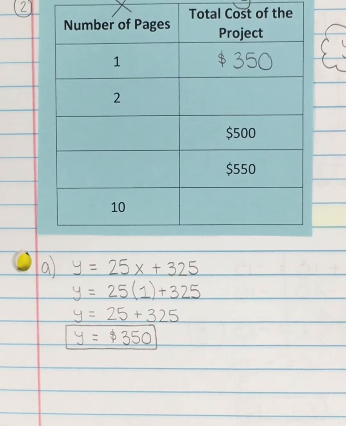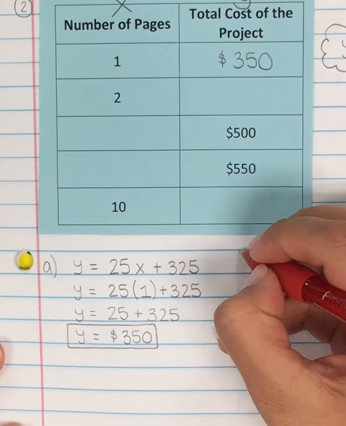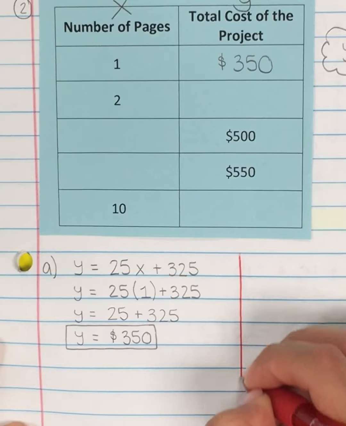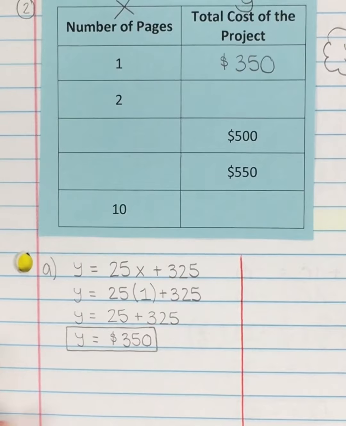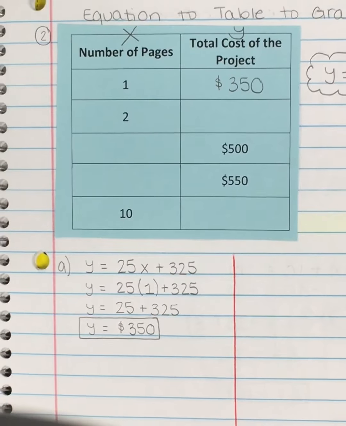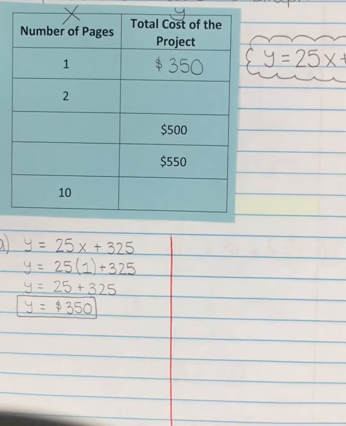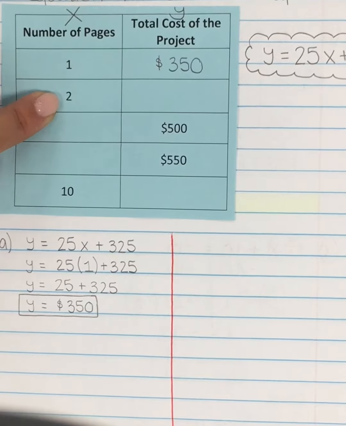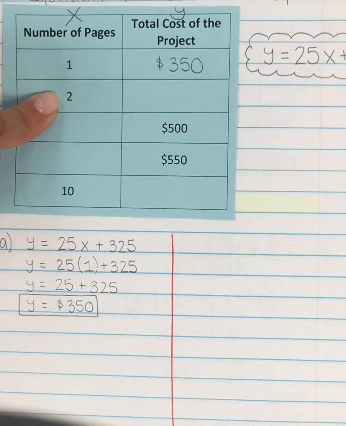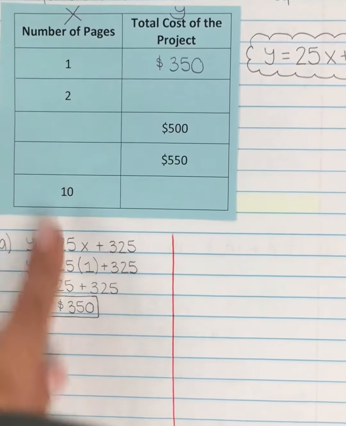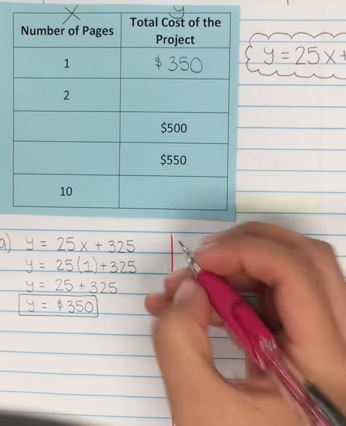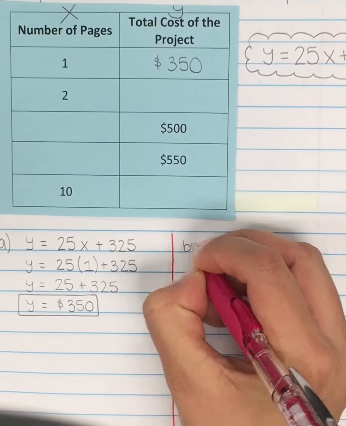Okay, go ahead and grab your grading pen. We're going to make a line going down the page here so we can organize our work. And now let's do the next value in the table. Next value is 2. Is it an x or a y? It's an x. So again, we're going to substitute it in for x just like we did for part A.